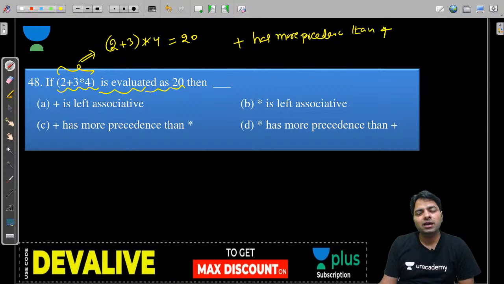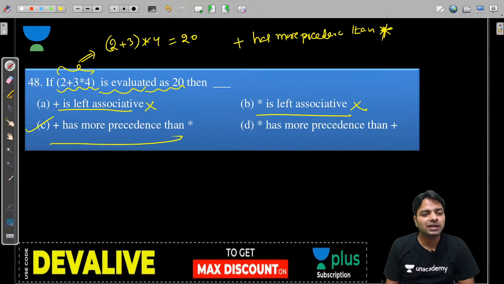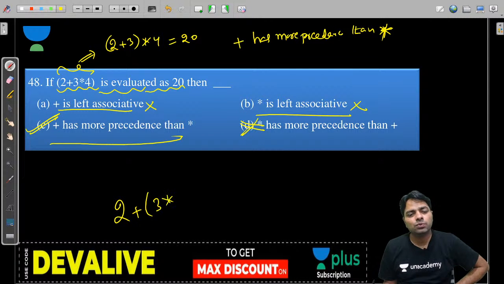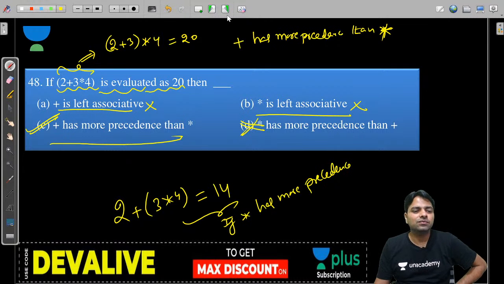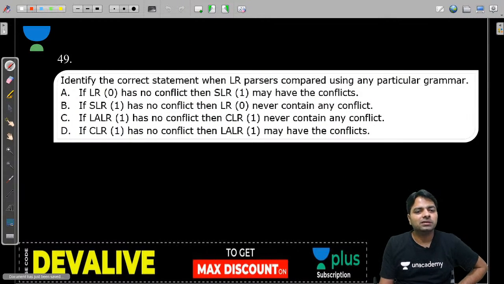That's all I can say. I don't have 2 plus signs, so how can you say plus is left associative? I don't have 2 multiplications. I can't say this. But plus has more precedence than star. And star is not having more. If the star had more, then the answer could have been this one: 12 plus 2 is 14. If star has more. Okay, that's a 48.